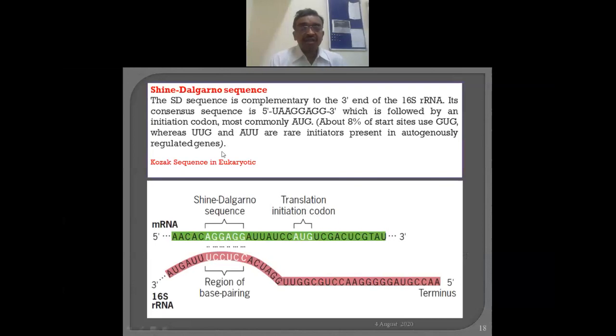Then the question arises whether the SD sequence is present in the eukaryotic system also. The answer is that you cannot say directly that the SD sequence is present, but a similar sequence is present, and in eukaryotes that sequence is referred to as the Kozak sequence. The Kozak sequence is present in eukaryotes and has a different modified structure, while in the prokaryotic system, the SD sequence is present. So the SD sequence is present on the mRNA of a prokaryote, and the Kozak sequence is present in the eukaryotic system.